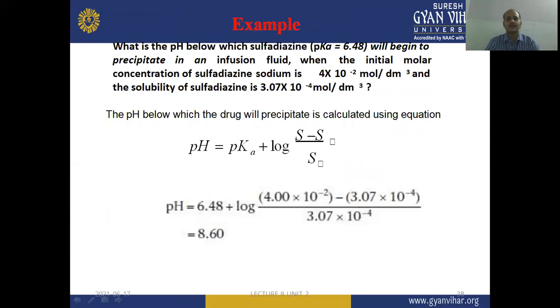Different examples are given here; you can go through these numericals and solve them. For example, what is the pH below which sulfadiazine, with a pK value of 6.48, will begin to precipitate in an infusion fluid when the initial molar concentration of sulfadiazine sodium is 4 times 10 to the power minus 2 mole per dm cube, and the solubility of sulfadiazine is given as 3.07 times 10 to the power minus 4 mole per dm cube? The pH below which the drug will precipitate is calculated using the Henderson-Hasselbalch equation. You can put in the values and find the answer to this numerical.